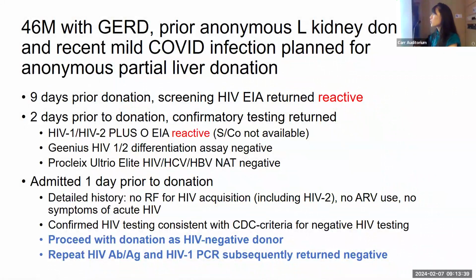Right, and then we're actually trying to use this case at a policy level to advocate that when there's time to confirm that there is a true false positive HIV negative donor, then these organs should be used in HIV negative recipients. Because the big picture is, right, too many people on the waiting list, too few organs.